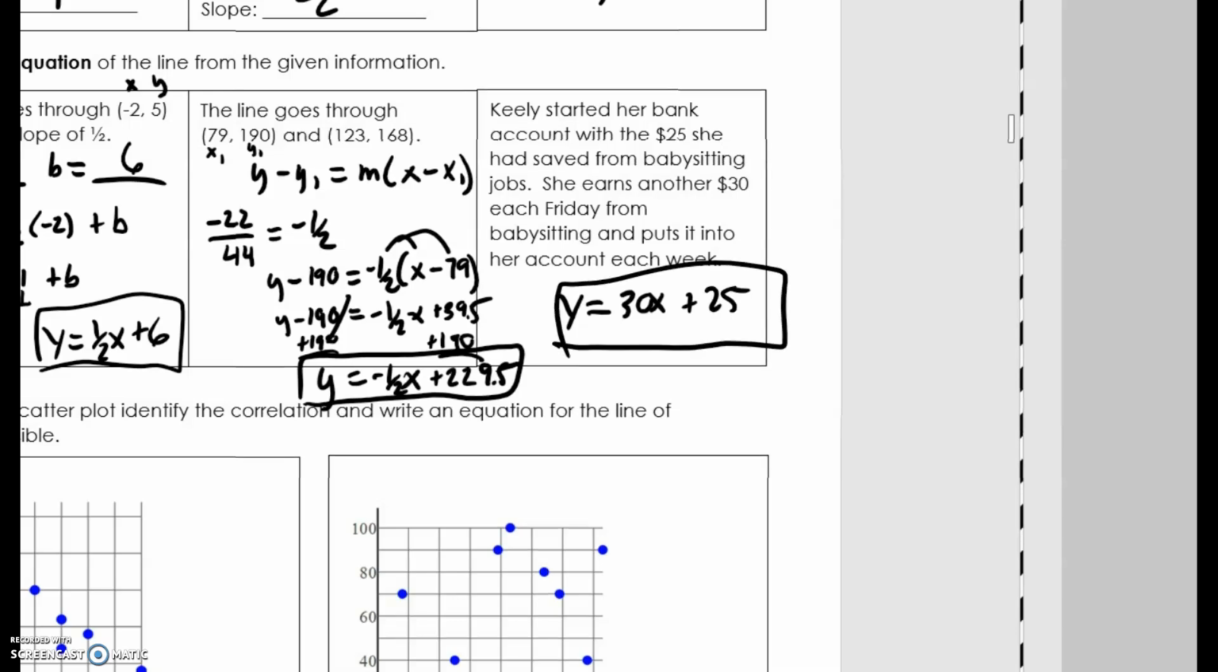Keely started her bank account with $25. She saves $30 each Friday. Write the equation. Well, the slope is 30. The start is 25. So y equals 30x plus 25.